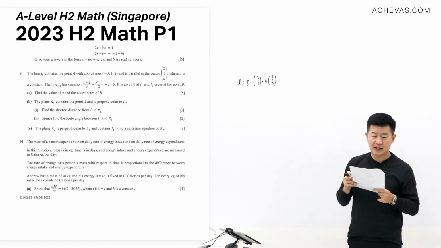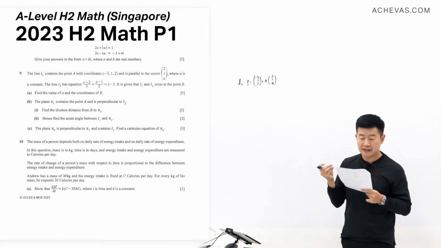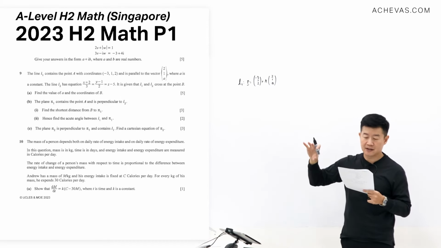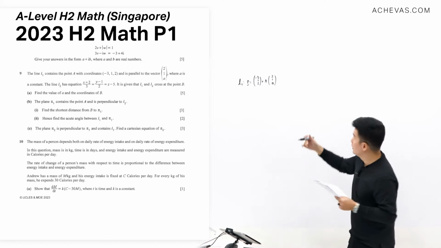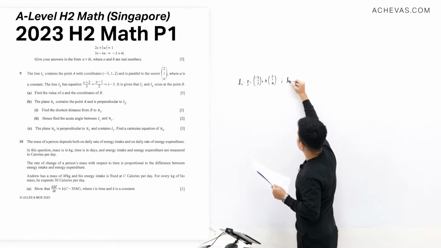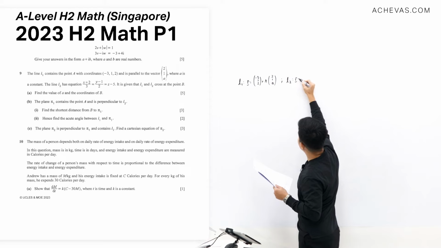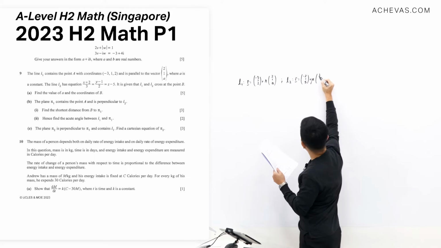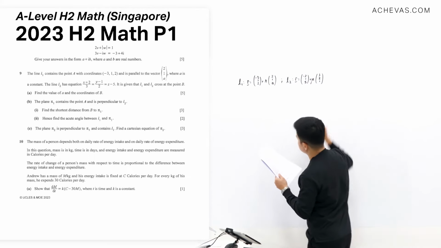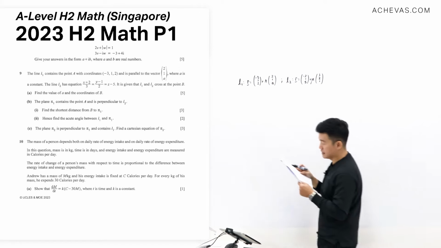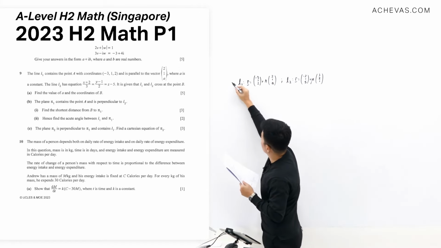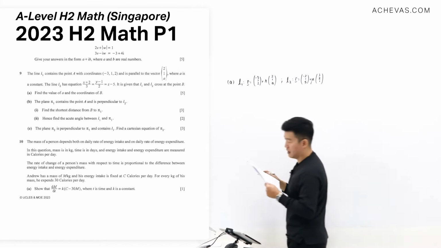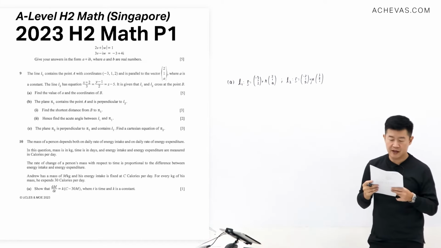And we have the line L2, with the Cartesian equation of L2 that is given to us. Equating the entire Cartesian equation to, let's say, mu, and re-expressing it into the vectors equation, L2 will be minus 2, 1, 5 plus mu of 3, 2, 1. Okay, L2 is this.